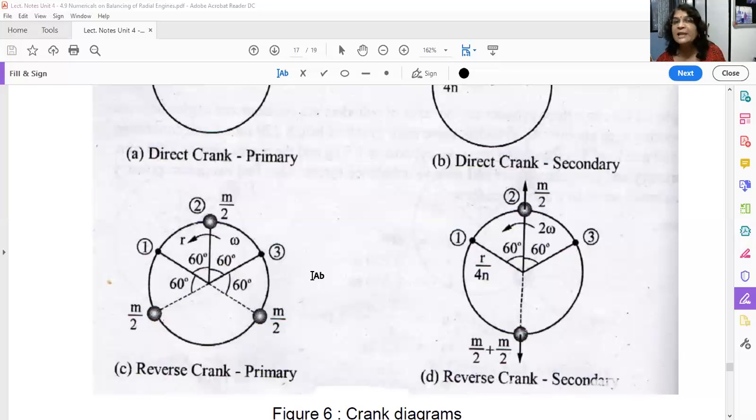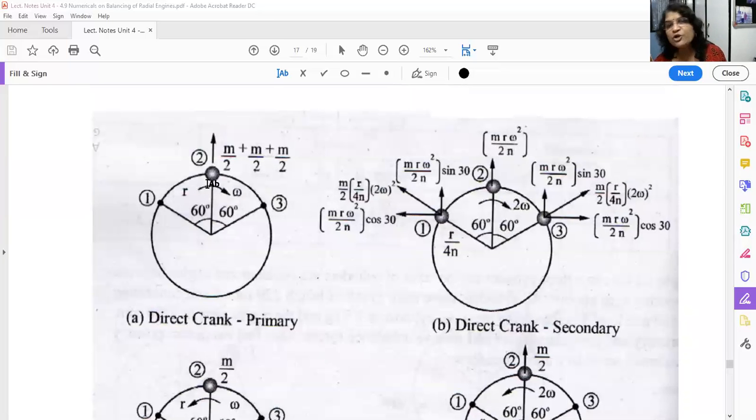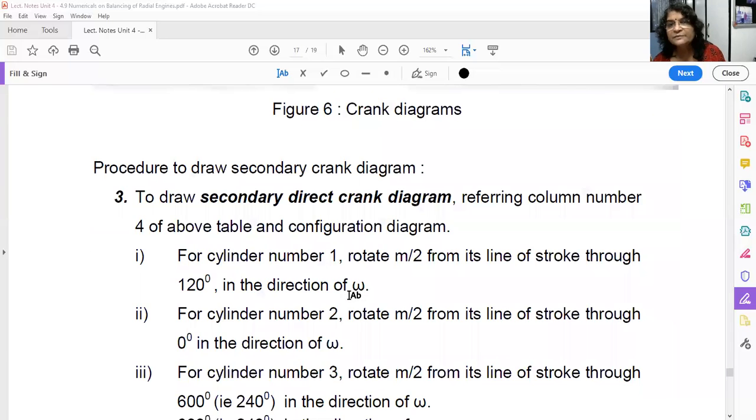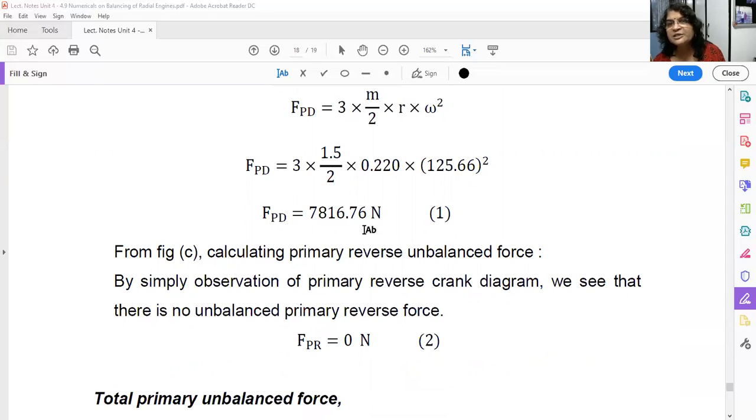Now let us calculate the magnitude of these forces. What is the magnitude of primary unbalanced force? M r omega square. So here all three masses are there, so 3 into m by 2 into r omega square. Let us calculate. Calculating primary direct unbalanced force: 3 m by 2 r omega square. Putting this value, we are getting 7816.76 Newton.